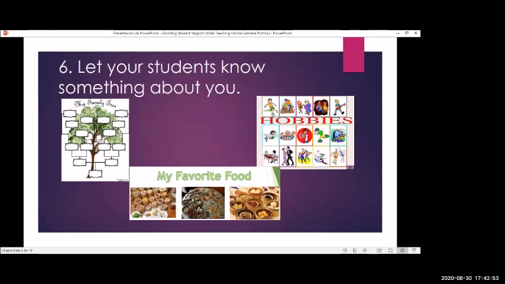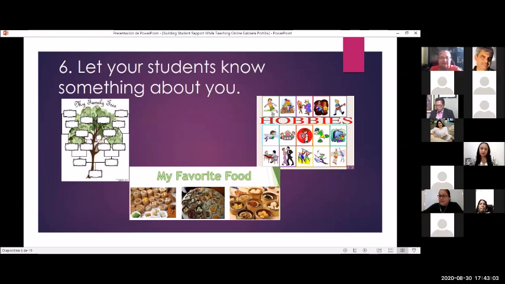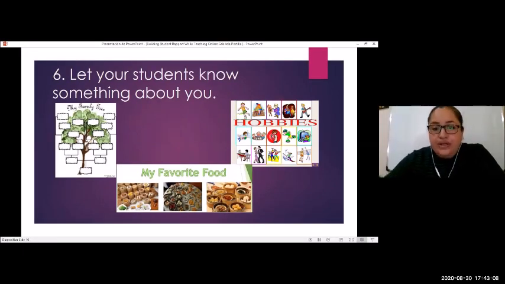Another tip is let your students know something about you. What can I do for that? Can I tell all my life to my students? No. Just tell them the most important aspects, or aspects that you can consider important. For example, family tree. All my students know that I have a daughter.